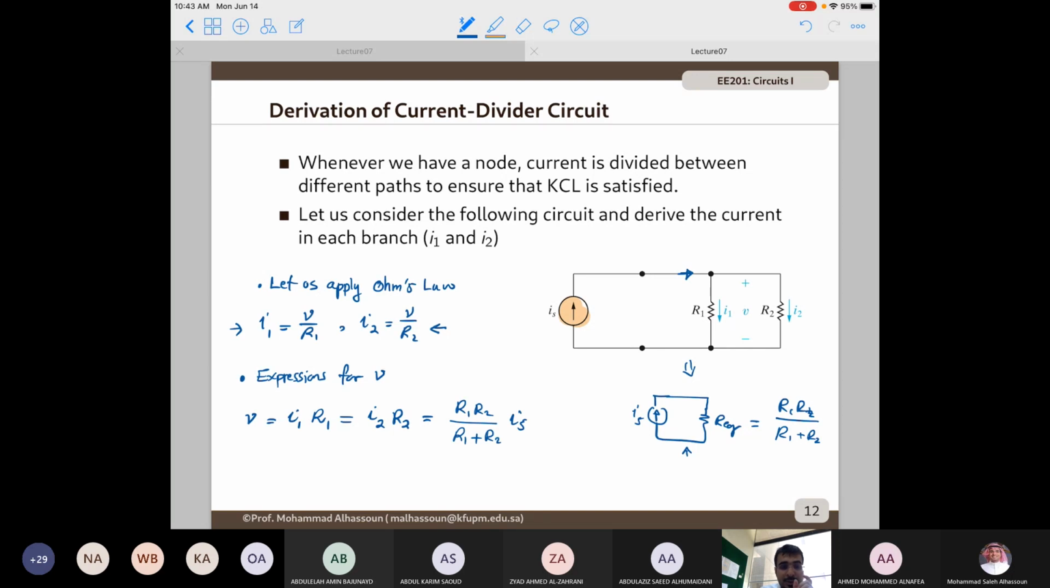So now I can use what I know here to write I1 and I2 in terms of R1, R2, and Is. If I do that, I will write I1 as R2 divided by R1 plus R2, multiplied by Is. I2 will be R1 divided by R1 plus R2, multiplied by Is.